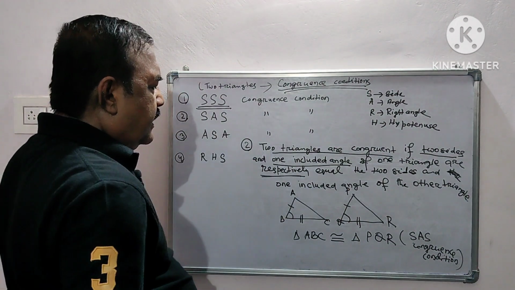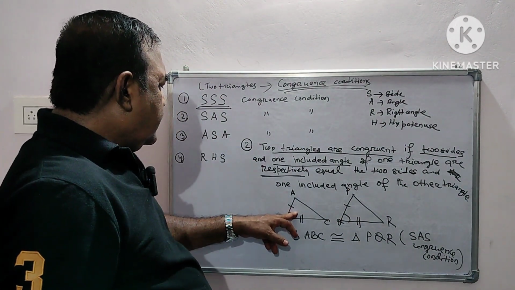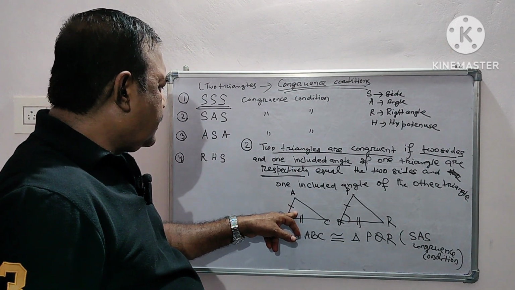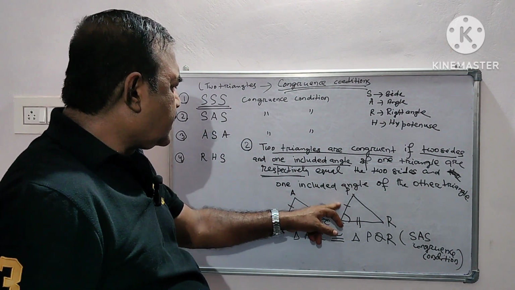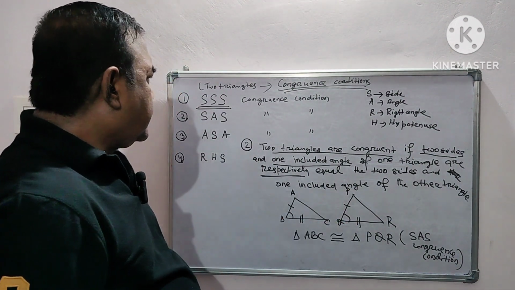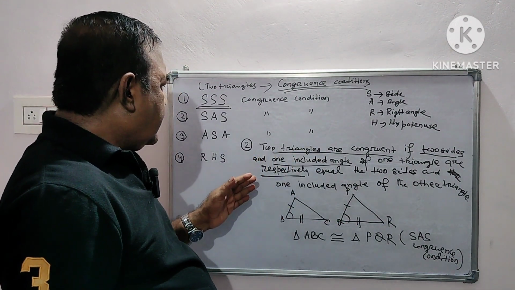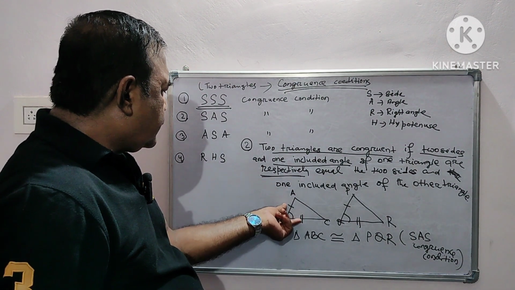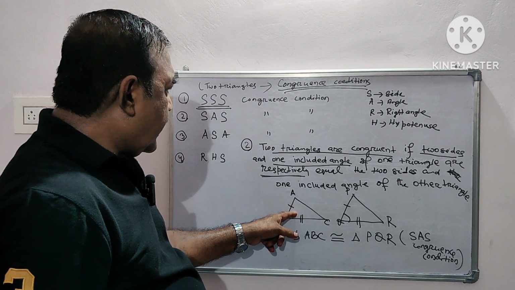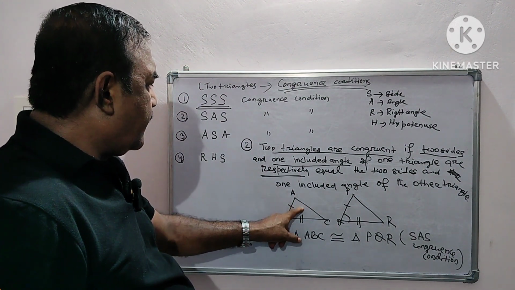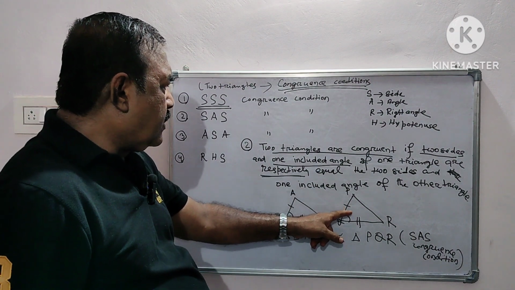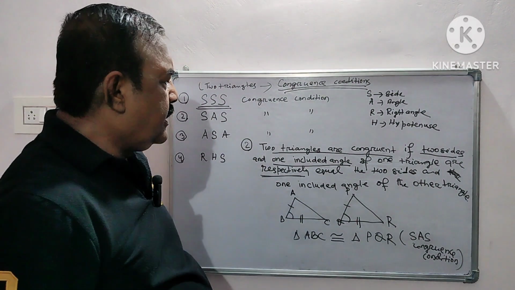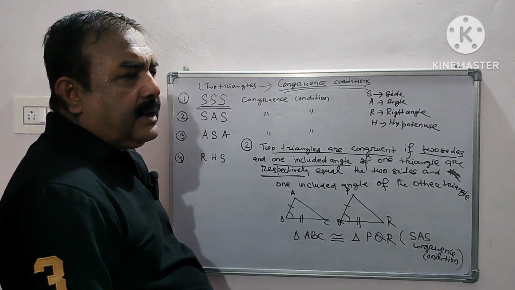Side angle side, and this is called the included angle between two arms here. You see this is the angle. These are the corresponding sides. So two sides and one included angle, the angle is between these two sides. So two sides and one included angle of one triangle are respectively equal to the two sides and one included angle of the triangle PQR, the other triangle.